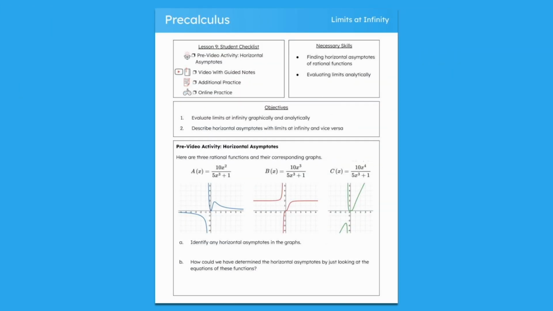At the start of your lesson, you had the pre-video activity, horizontal asymptotes. If you haven't had a chance to work on it yet, pause the video to do that now. Let's work it out together.